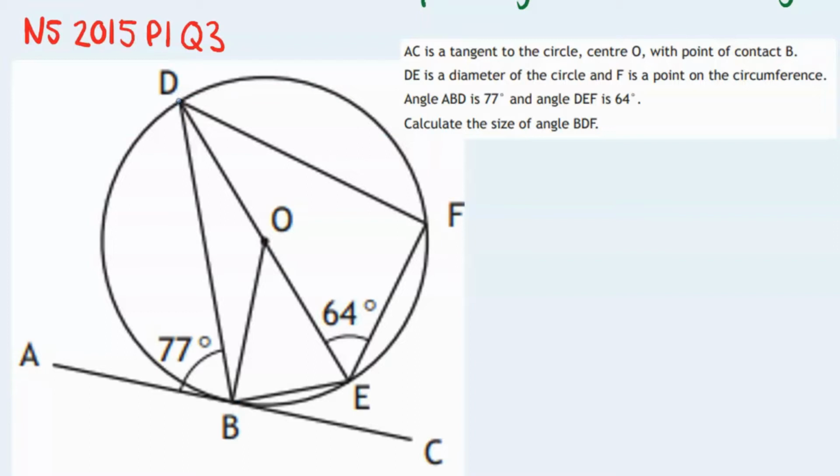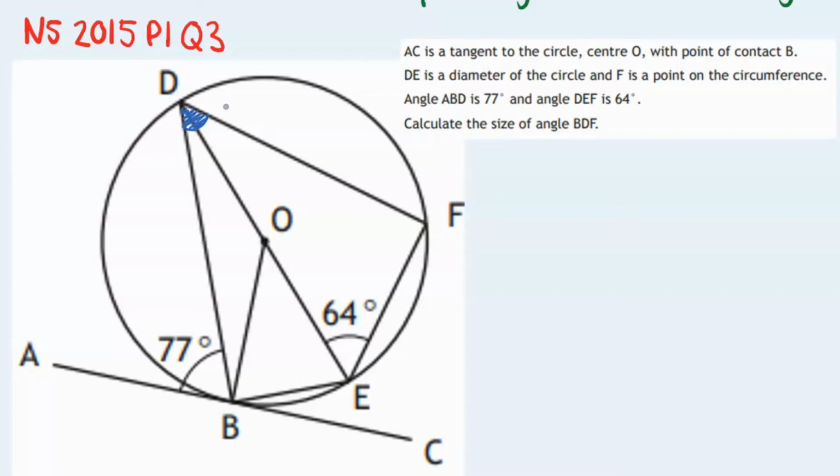Now we're told the line D to E is the diameter of the circle, and point F here is just a point on the circumference. Okay. Now we're told two angles. We're told that this angle is 77 degrees, and we're told that this angle here is 64 degrees. And what we have to do is calculate the size of angle BDF. All right. So what's BDF? So we have BDF. Okay, so we need to find this angle here.